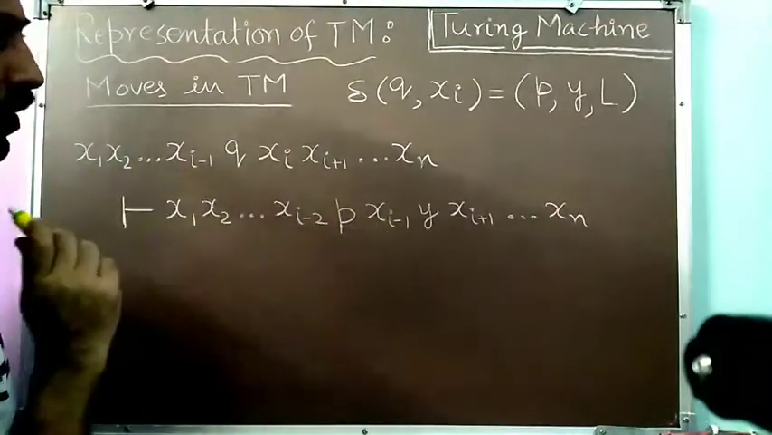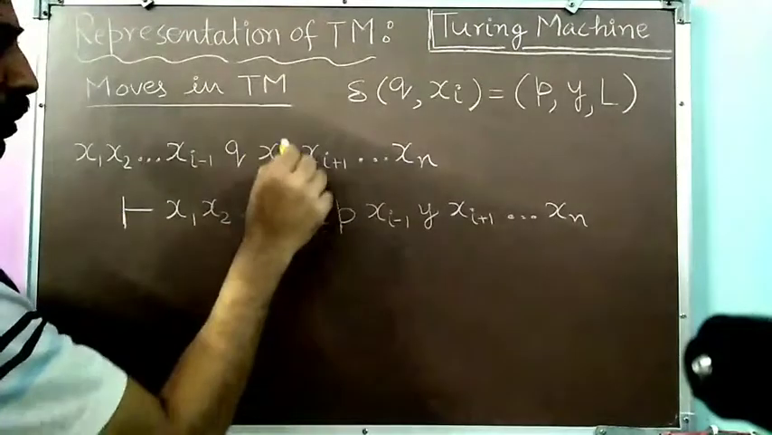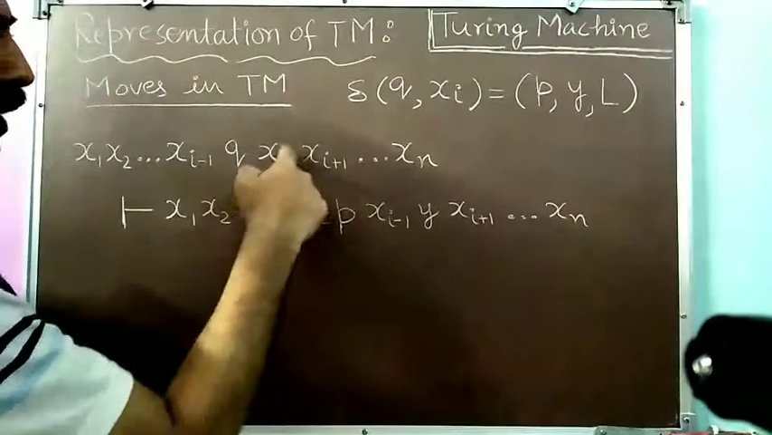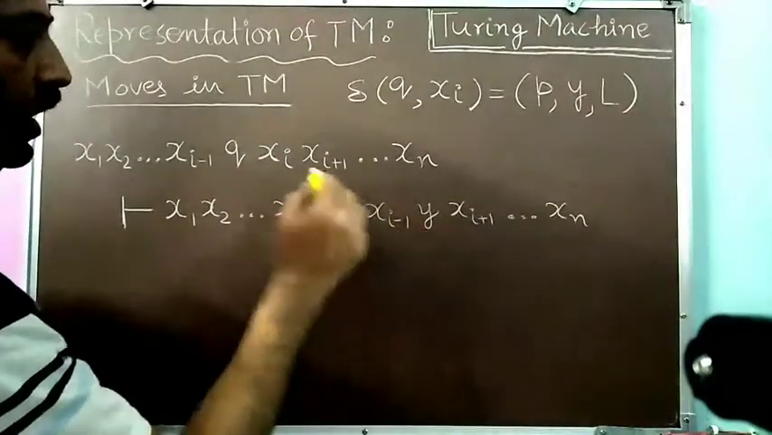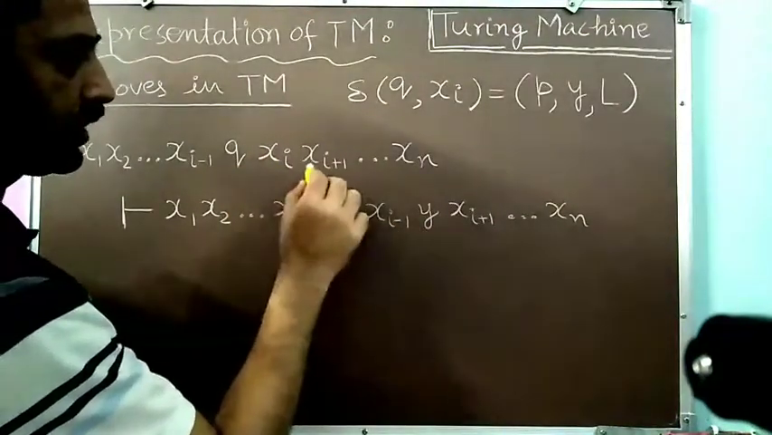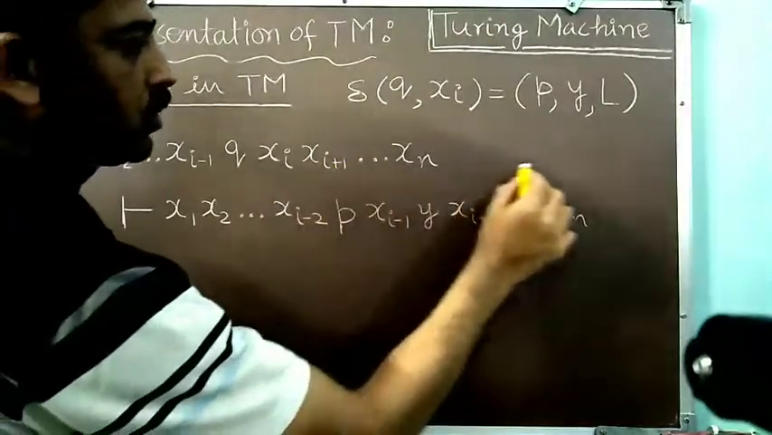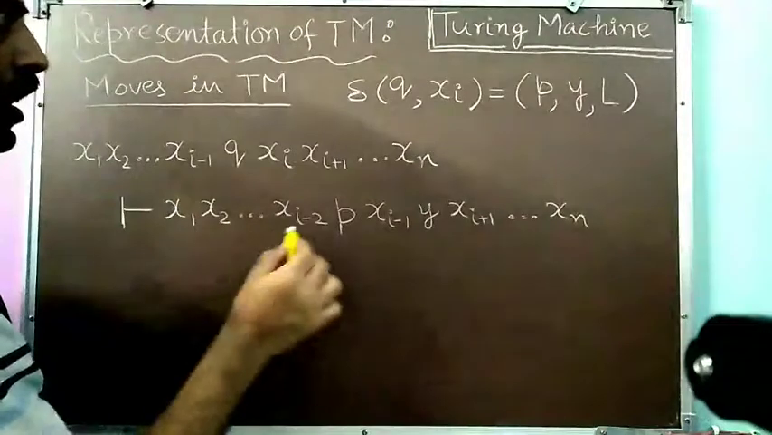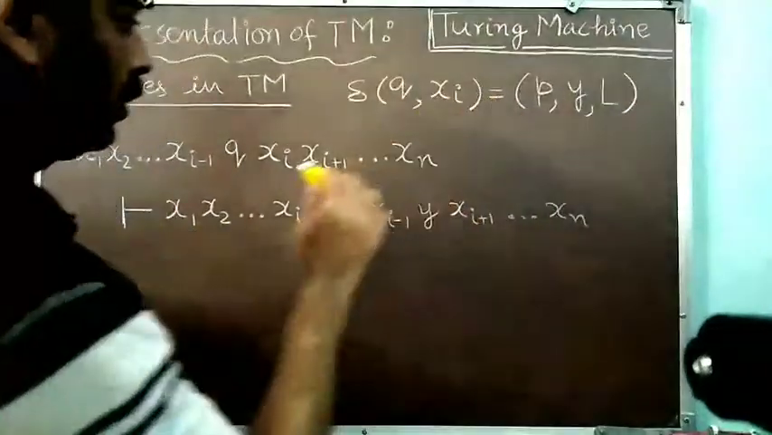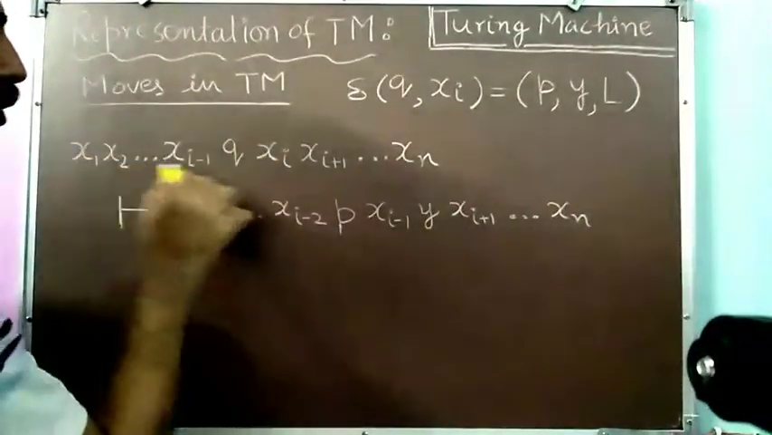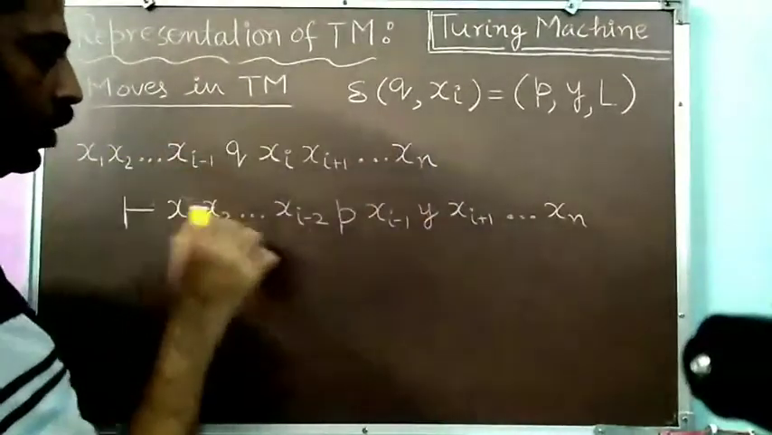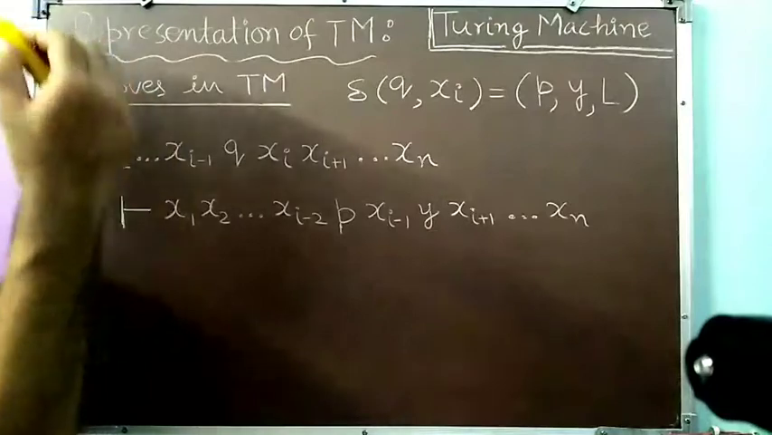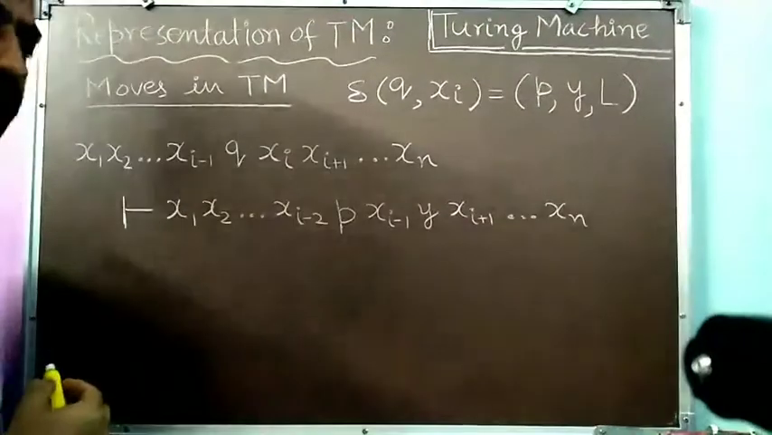Up till xi minus 1 we are here, and in place of xi, during this transition, we have written y. The remaining string after xi will be the same, so xi plus 1 and so on up till xn. In this manner, this transition will force the move of this ID to this ID, and the symbol for the move relation will be the same as we discussed in the case of PDA.